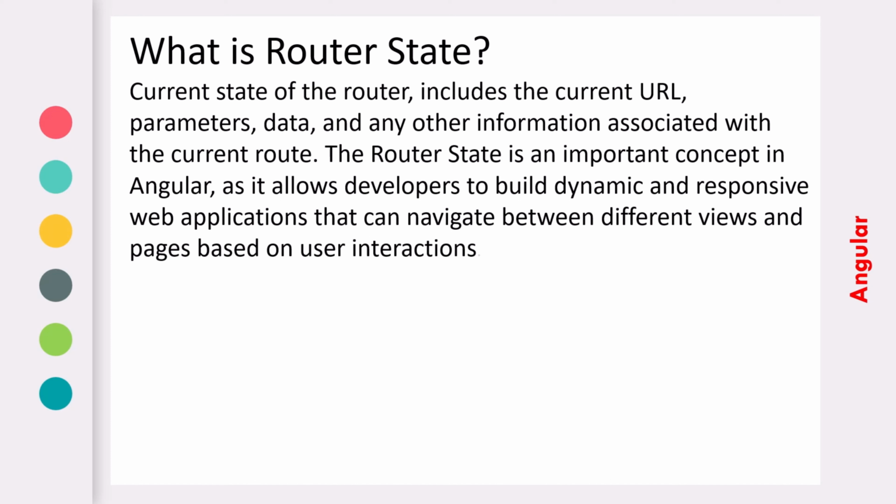What is router state? In Angular, router state refers to the current state of a router, which includes the current URL, the current router parameters, data, and any other information associated with the current route. The router state can be accessed using router services, and it can be used to retrieve information about the current route, navigate to a new route, or perform other actions related to routing in an Angular application.